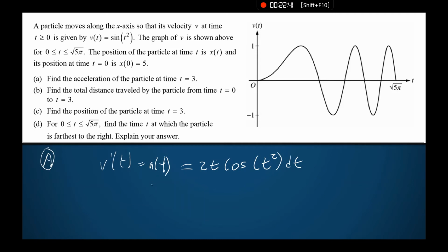Okay. So then a at 3 would be what? 6 cosine 9. Okay, so 6 cosine 9. I believe for this year, 1, 2, and 3 were all with a calculator, so you would have a calculator for this. But you could leave it as 6 cosine 9 if you don't have a calculator.